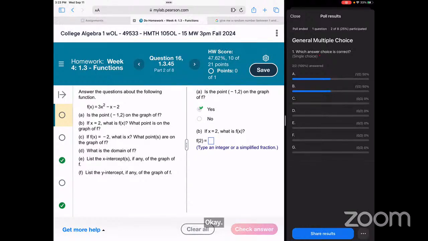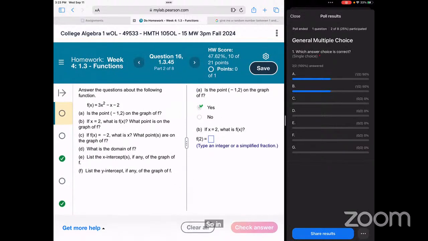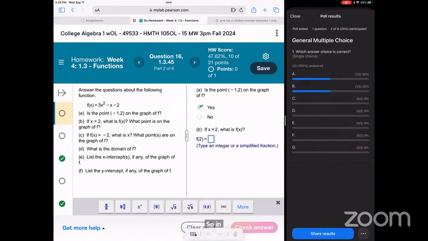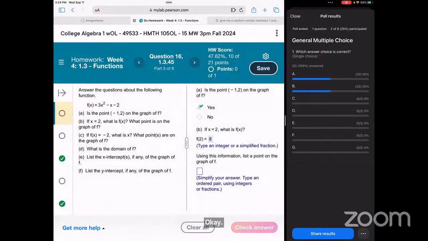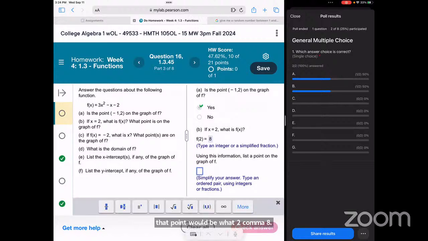So if x is 2, right? If we plug in 2, 2 squared is 4, times 3 is 12, minus 2 is 10, minus 2 is 8. So when x is 2, it looks like the corresponding y is 8. Okay. Using this information, list the point on the graph. So that point would be what, 2, 8? 2, 8. Okay.